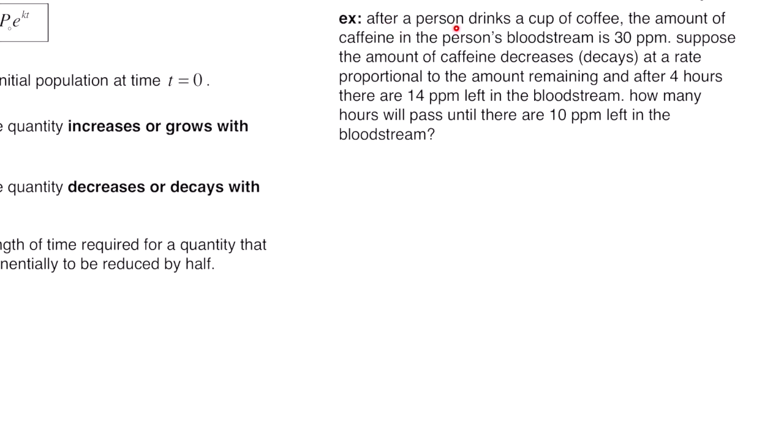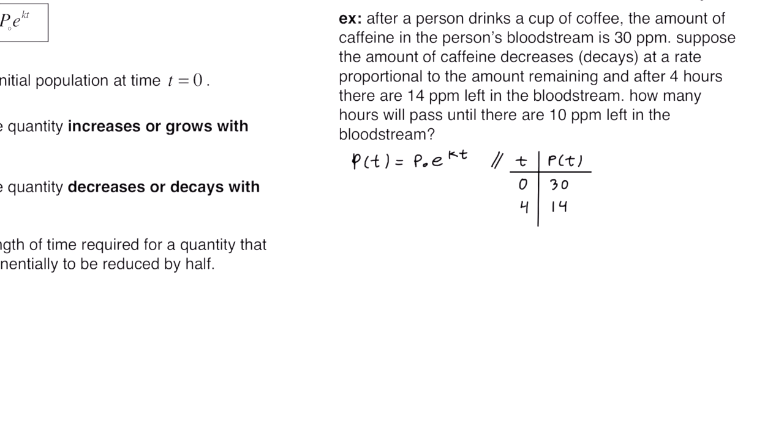This example says, after a person drinks a cup of coffee, the amount of caffeine in the person's bloodstream is 30 parts per million. Suppose the amount of caffeine decreases or decays at a rate proportional to the amount remaining, and after 4 hours there are 14 parts per million left in the bloodstream. How many hours will pass until there are 10 parts per million left in the bloodstream?